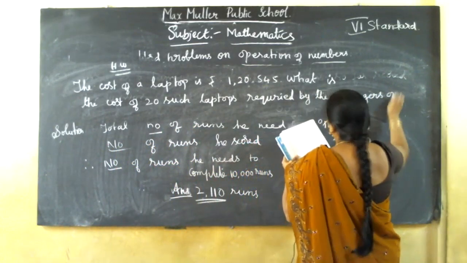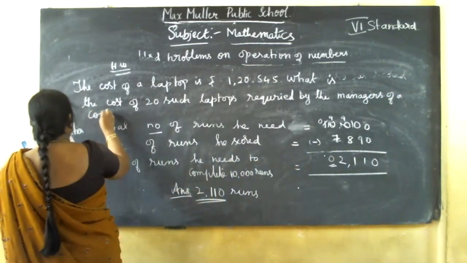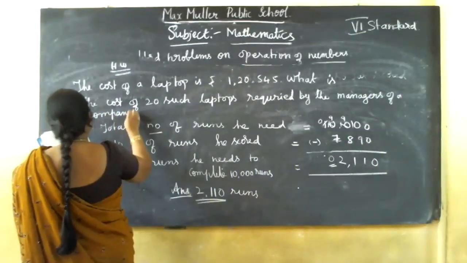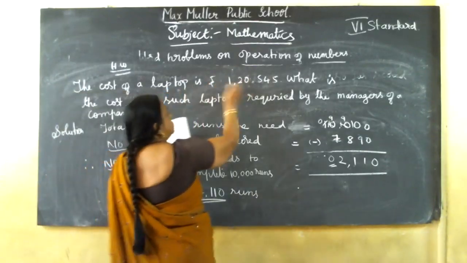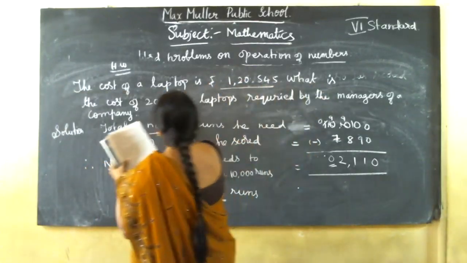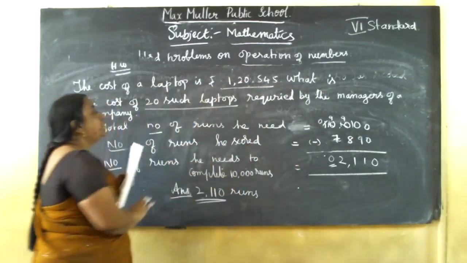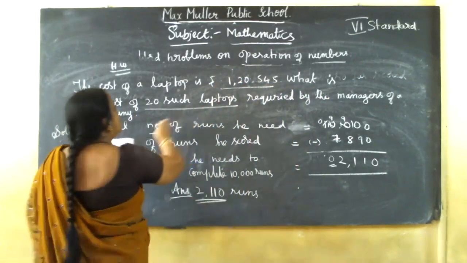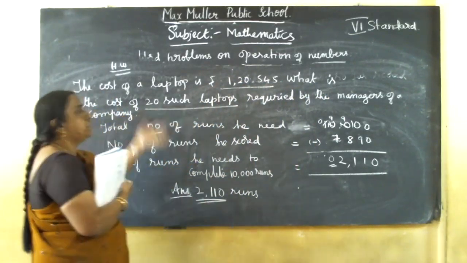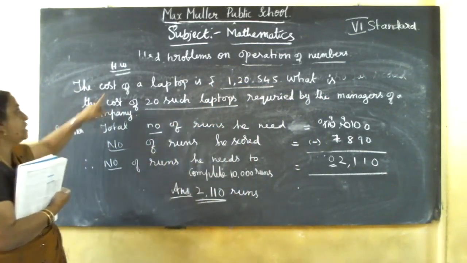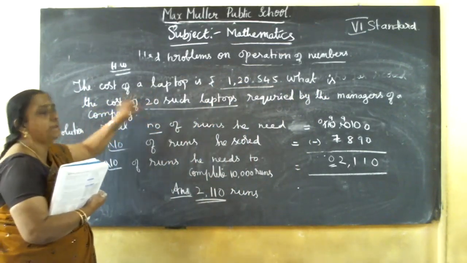Managers of a company. So once again I'll read the question. The cost of a laptop, they have given this much rupees. So what is the cost of 20 such laptops? The same type of 20 laptops required by the managers of a company. They need 20. So how much money they require, you should find. They have given the cost of one laptop. You should find out the cost of 20 laptops.